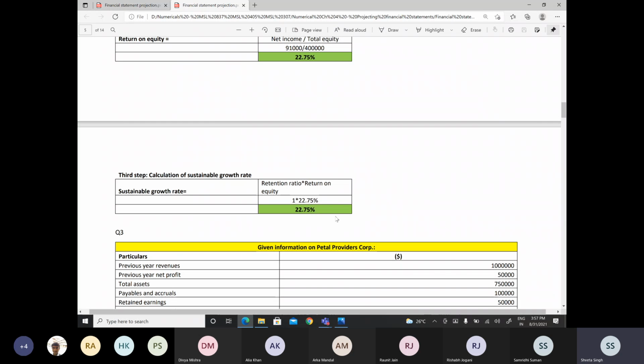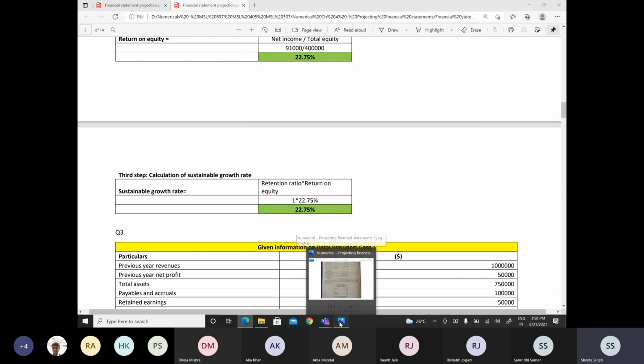22.75%. So this is how we calculate sustainable growth rate if we are given the amount of retentions and the return on equity data. This is another way of calculating your sustainable growth rate.